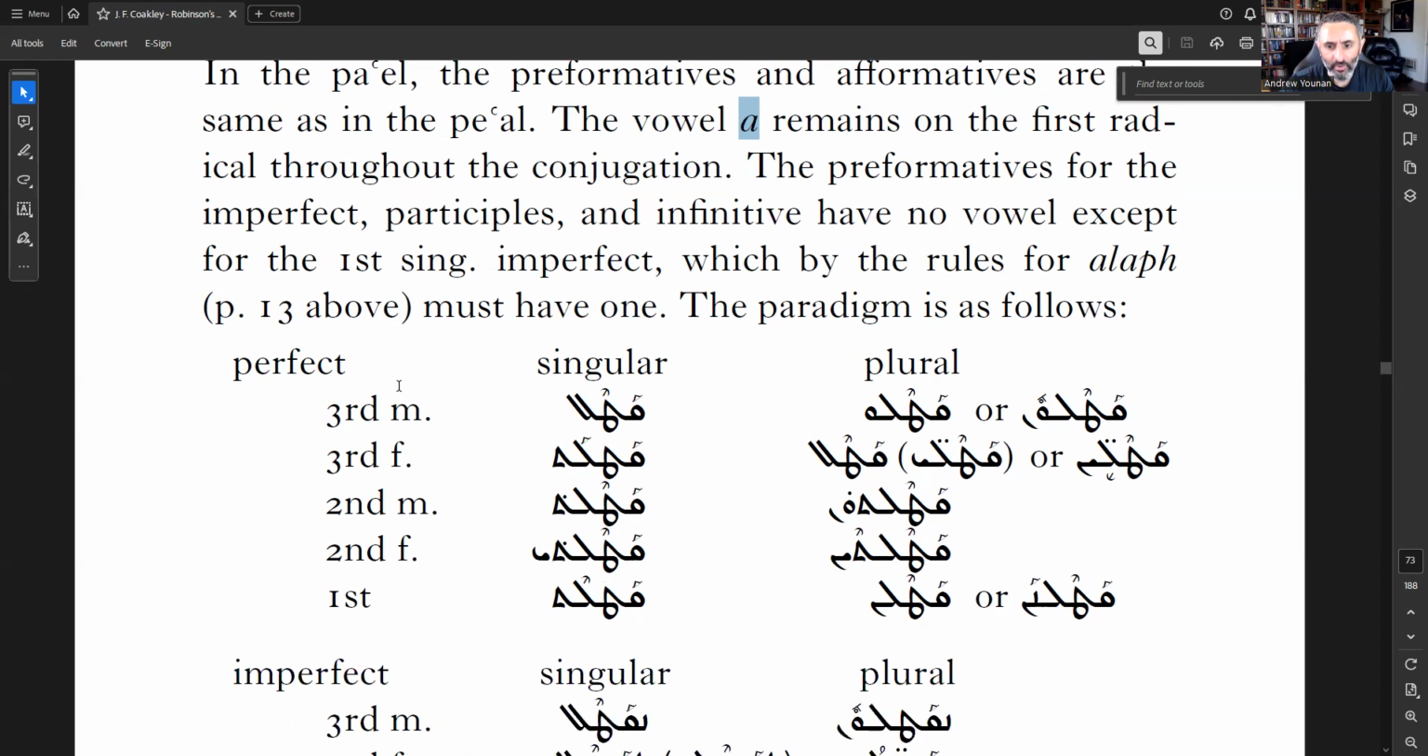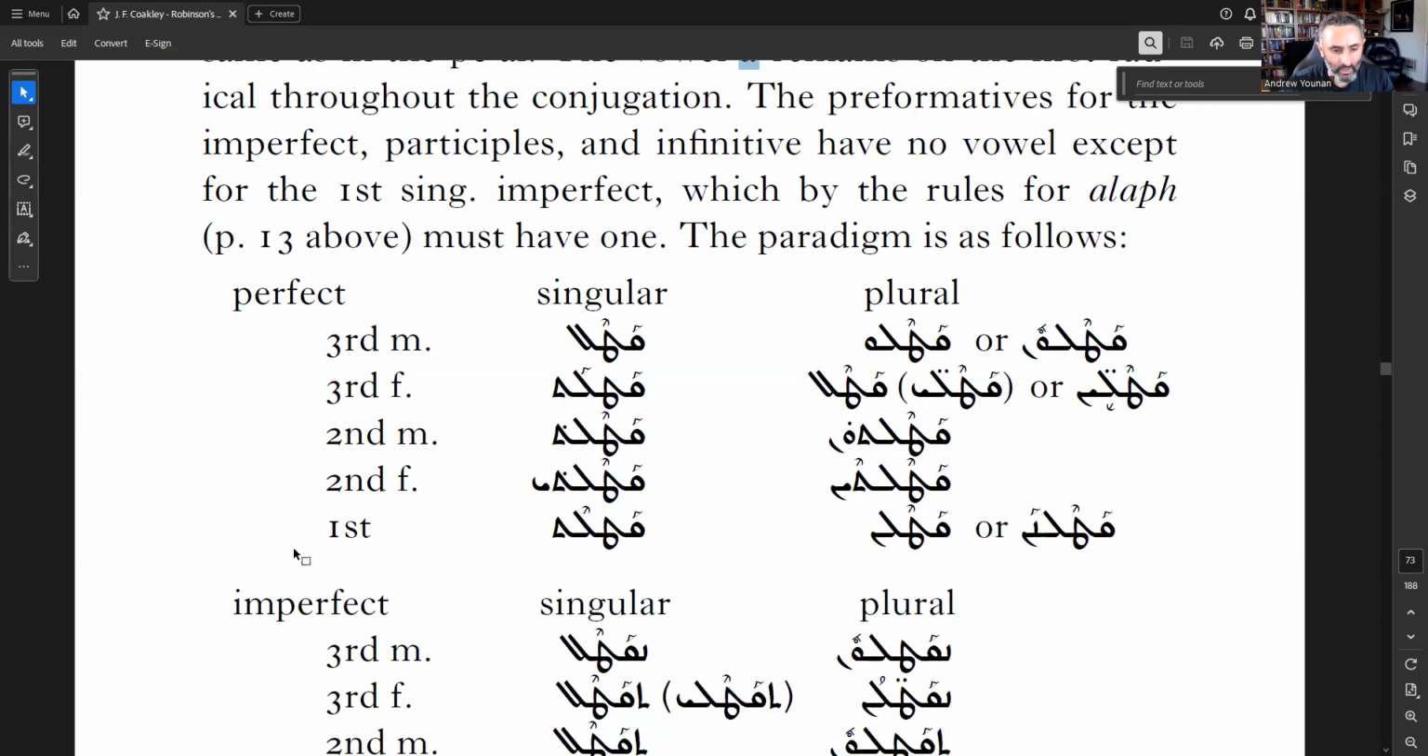Okay, the paradigm is as follows. Again, we're starting where it's logical to start. So this is the perfect, the past tense. To kill. So I, past tense intensive. I murdered. Qatleth. What is I killed? It's qatleth. So the only difference is this vowel. Qatleth becomes qattleth.